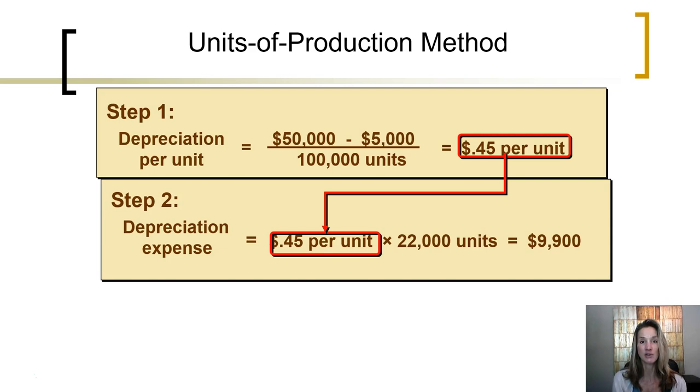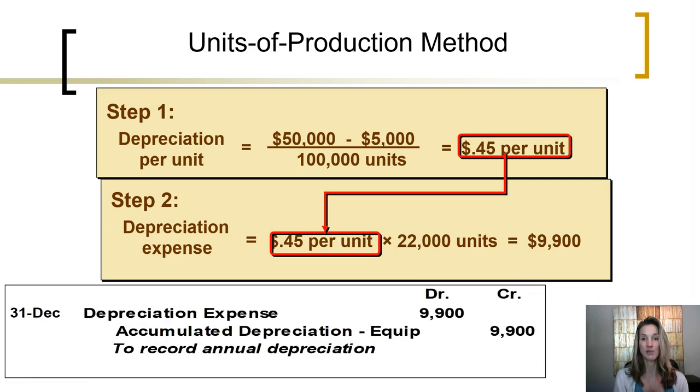So to get each year's depreciation expense, we are going to multiply that depreciation rate per unit times the year's actual production. In year one, we actually produced 22,000 units with that machine. So the actual units produced times the depreciation rate per unit, we are going to record $9,900 of depreciation expense in the first year of this asset's life. The journal entry, just as it was under the straight line method, is a debit to depreciation expense and a credit to accumulated depreciation. Using the units of production method, the amount to record is $9,900.